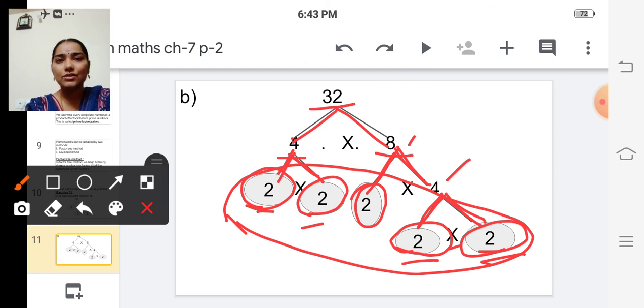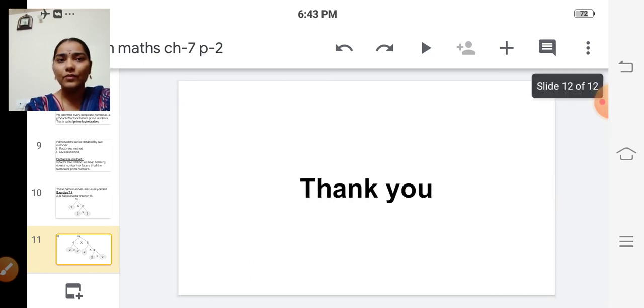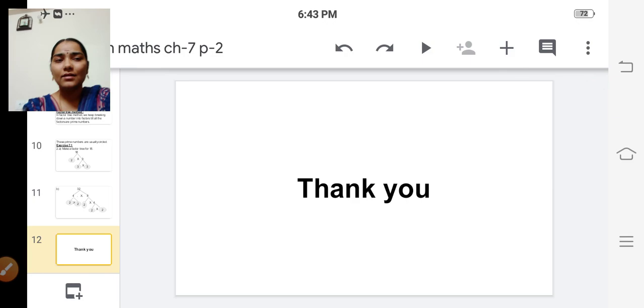Have you all understood, children? Yes. So practice this problem and the problems in your textbook at your home. Okay. Thank you, children.